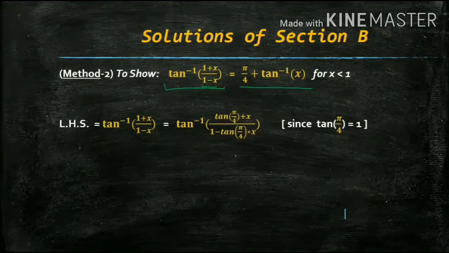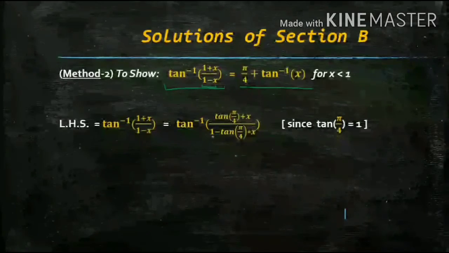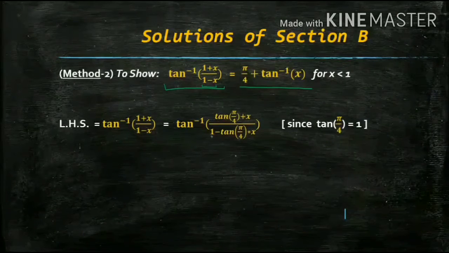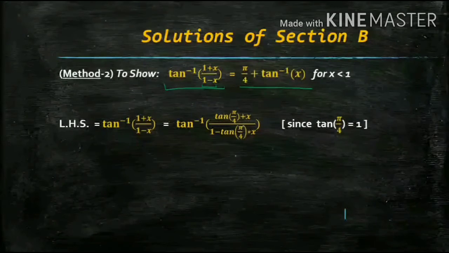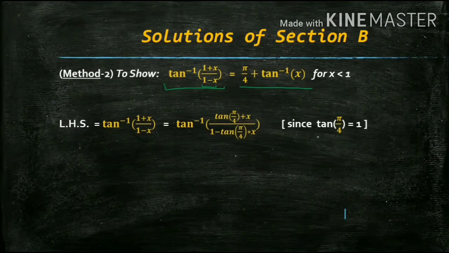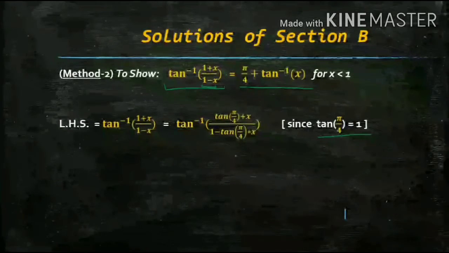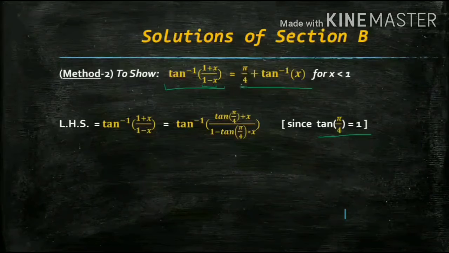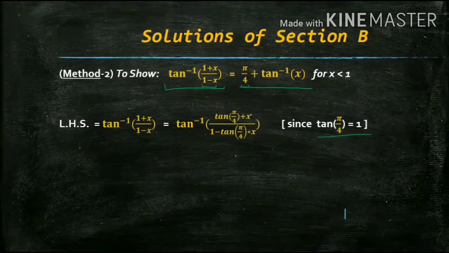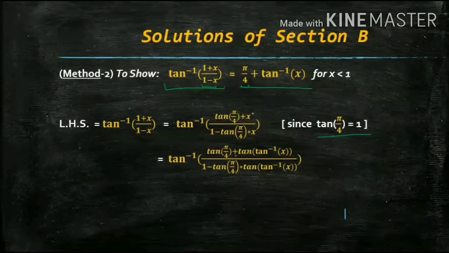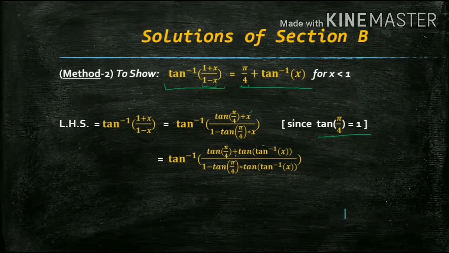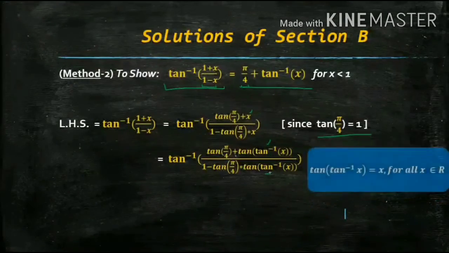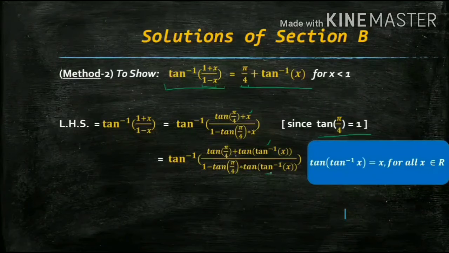Now 1 can be written as tan pi by 4, plus x as the same, 1 as 1 only, and 1 into x can be written as tan of pi by 4 into x, since tan of pi by 4 is 1. Why are we using this? Because we have pi by 4 over here. Now what else can we do? In place of x, I can write tan of tan inverse x, because that is equal to x for all x. Correct?